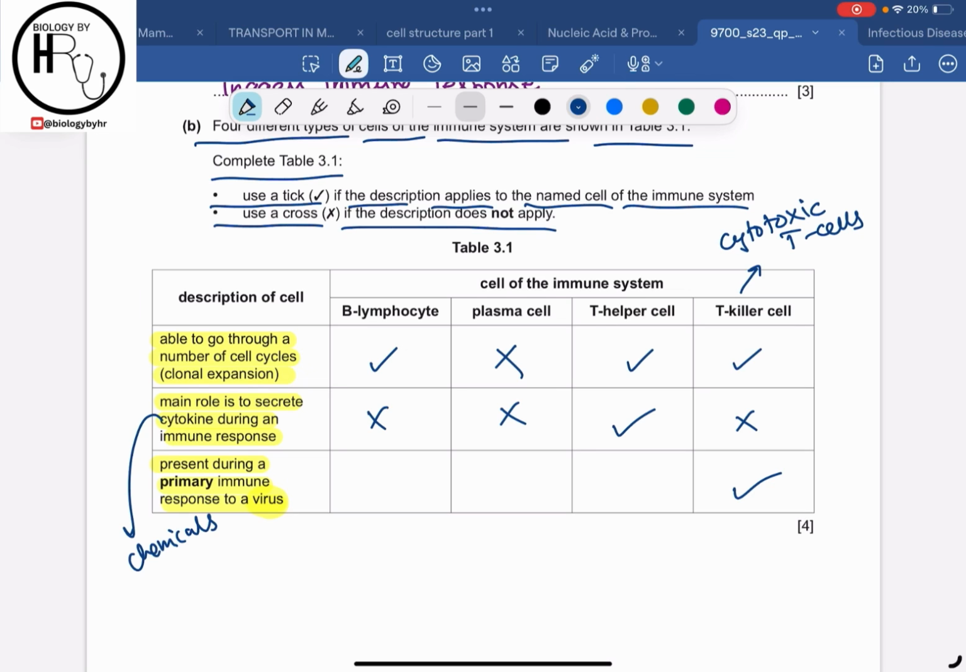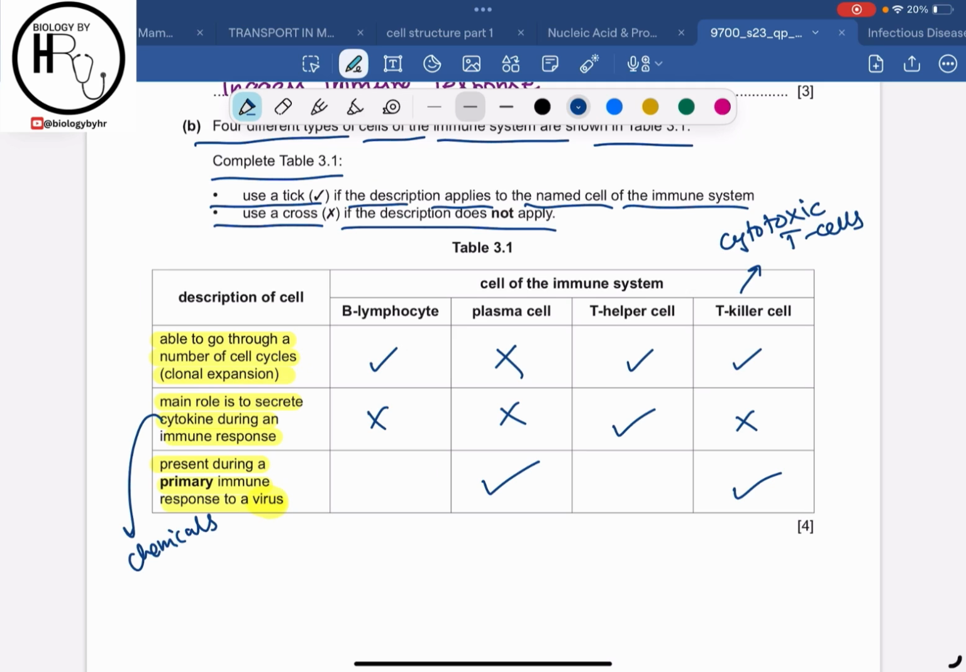It basically destroys the virus-infected cells of the body. So, present during the primary immune response to a virus, obviously, is the T killer cell, the cytotoxic T cell, because it is going to destroy the virus-infected cells of the body. Then if I talk about the plasma cells, obviously plasma cells produce the antibodies, so the plasma cells are going to be present in the primary response to the virus.